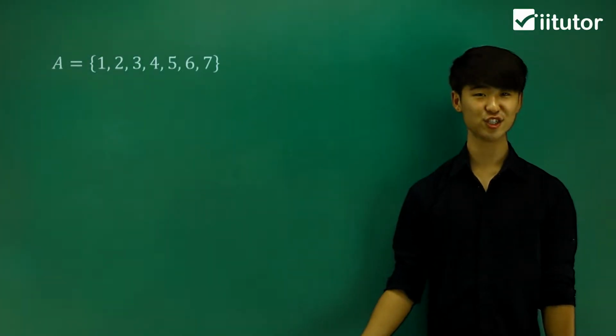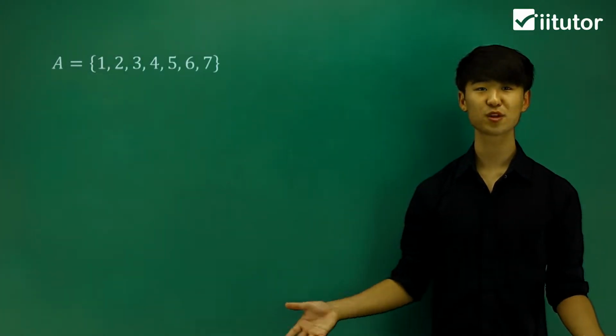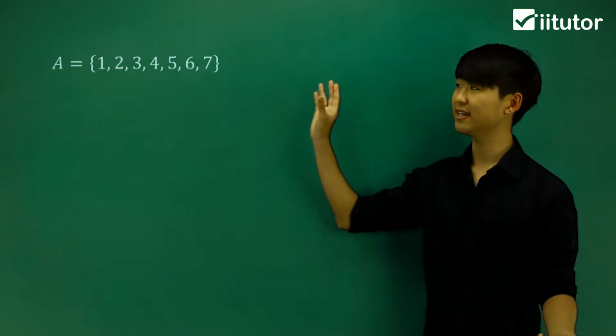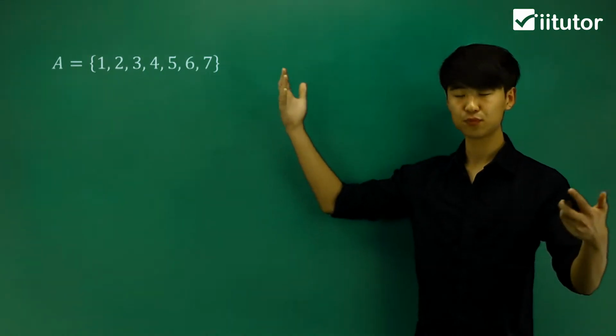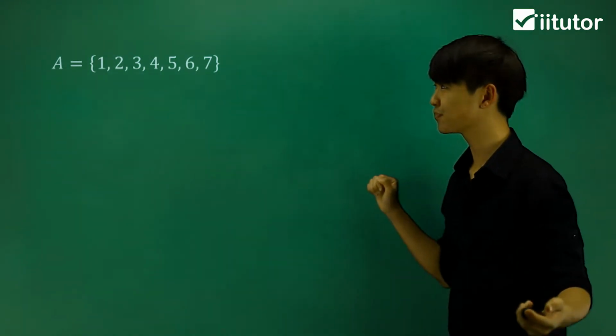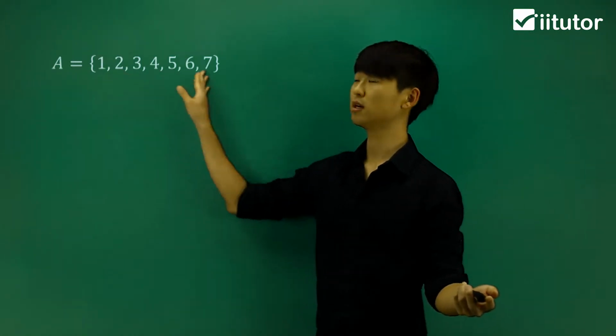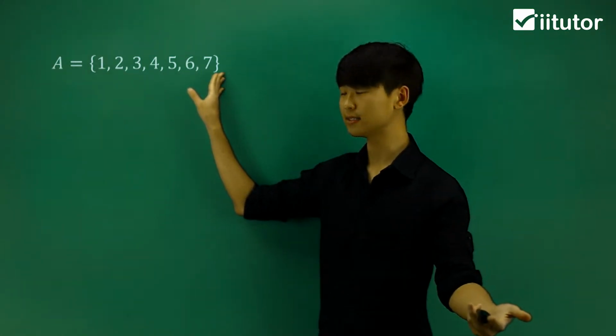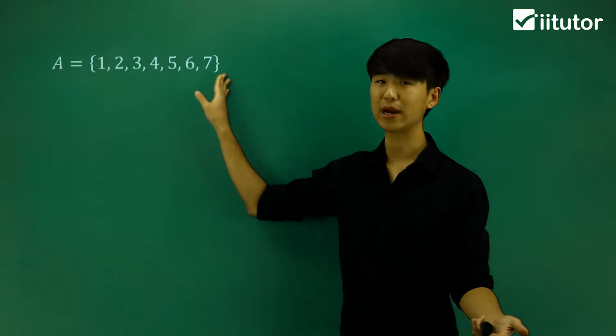I'm going to introduce set notation. What we have here is an example of a set. We're going to call this set A. Now the set A equals all of this. When we represent sets, we have to use curly brackets.